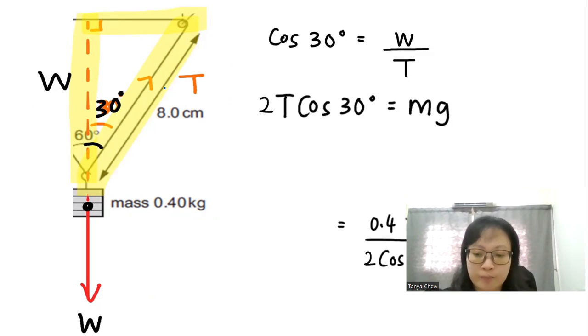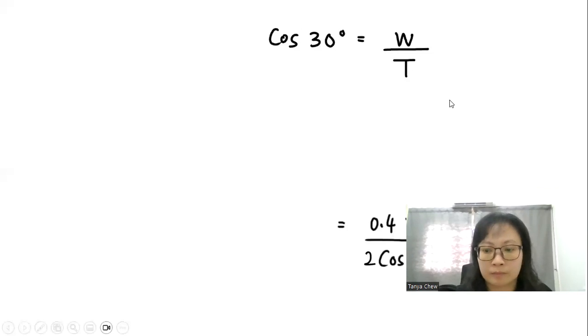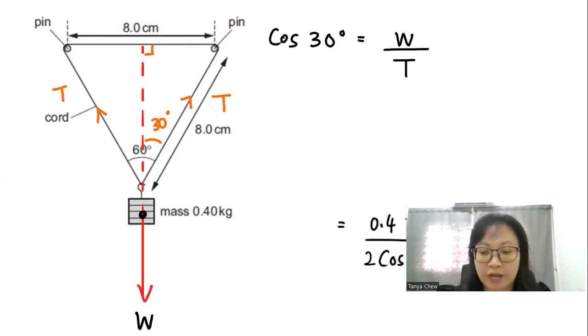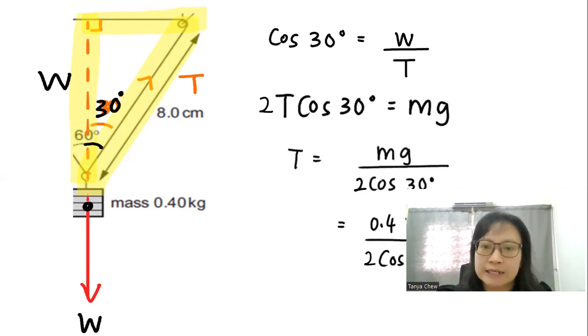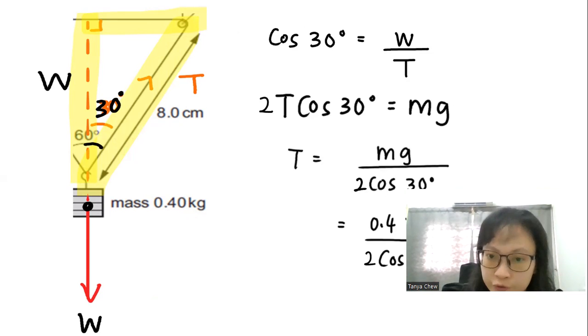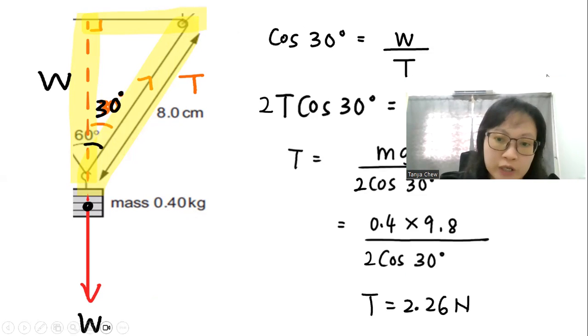But the problem is, remember from the first diagram, this is about two tensions here. So these are the two tensions shared by the weight. Therefore, I put 2T cos 30 is equal to mg, weight is equal to mg, T is equal to mg divided by 2 cos 30. m is the mass of the object, which is given as 0.4 times 9.8 divided by 2 cos 30. And the tension that I got here is 2.26 Newton.